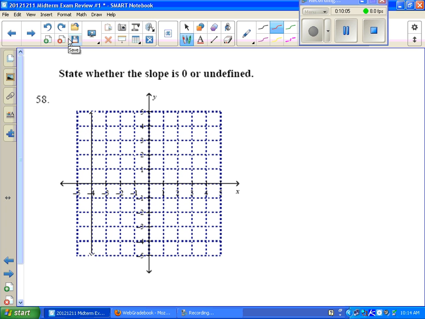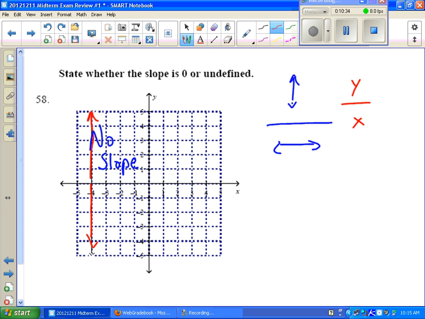Okay, number 58 says state whether the slope is 0 or undefined. It might be a little tough for you to see, but this is the line here, the vertical line. Easiest way to tell these, and I always show you guys this, and I don't think a lot of people are missing this anymore, but it's no slope. That's the easiest way. If that doesn't make sense to you, remember your slope value is your rise over your run. So it's going to be your change of y over your change of x.